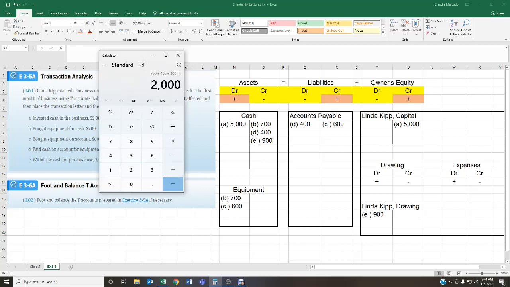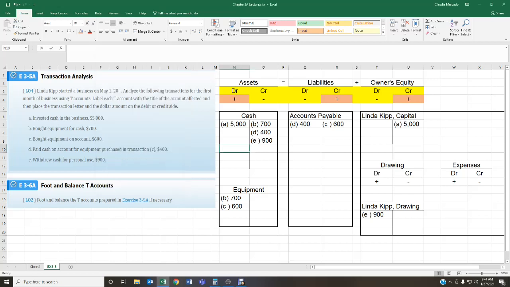Which side is greater, the 5 or the 2? Well, the 5. Wherever the highest balance is, that's where you're going to put your ending balance. So what you do now is you get your 5,000 minus your 700, your 400, and your 900, and that's going to give you a balance of $3,000. Okay? And this is the ending balance for your account right there.